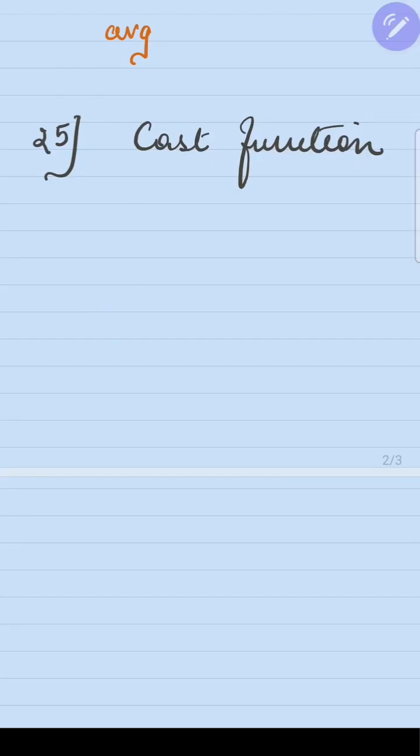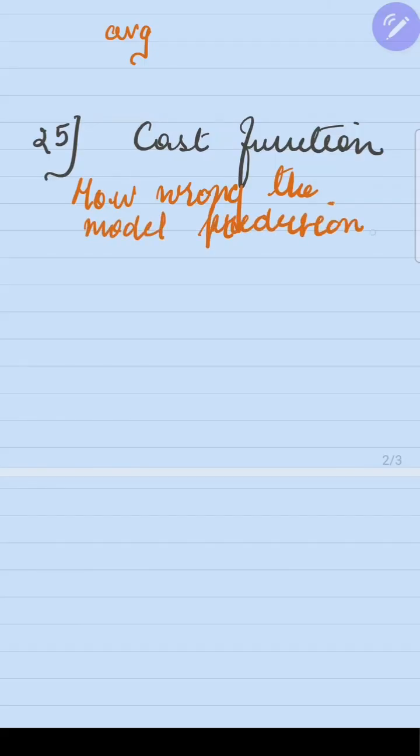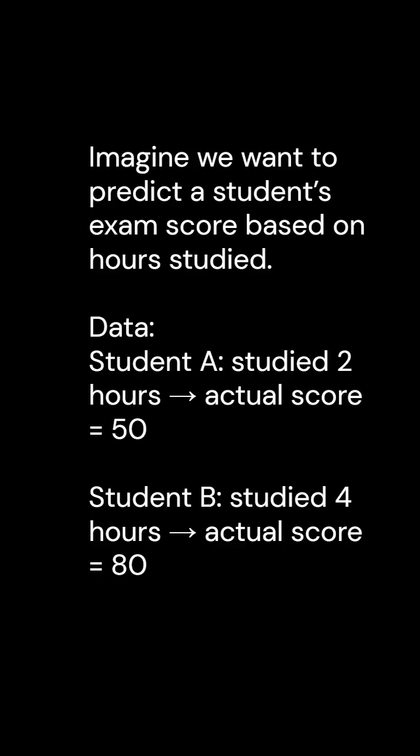Cost function, which is also called loss function. A cost function tells how wrong the model's predictions are. Let's take one more simple example of linear regression for cost function. Imagine we want to predict a student's exam score based on hours studied.